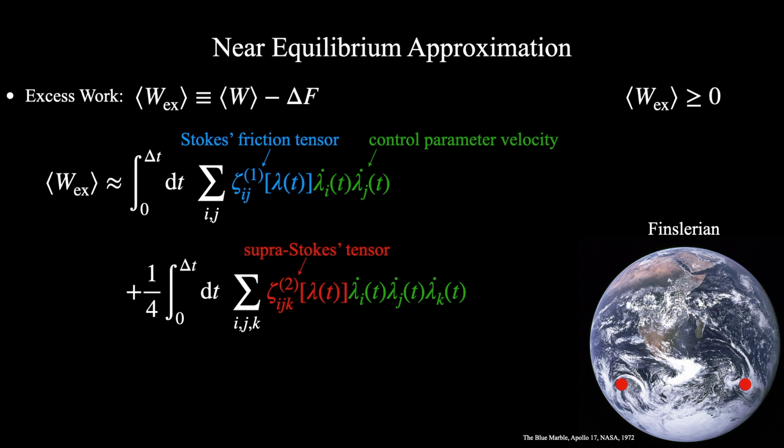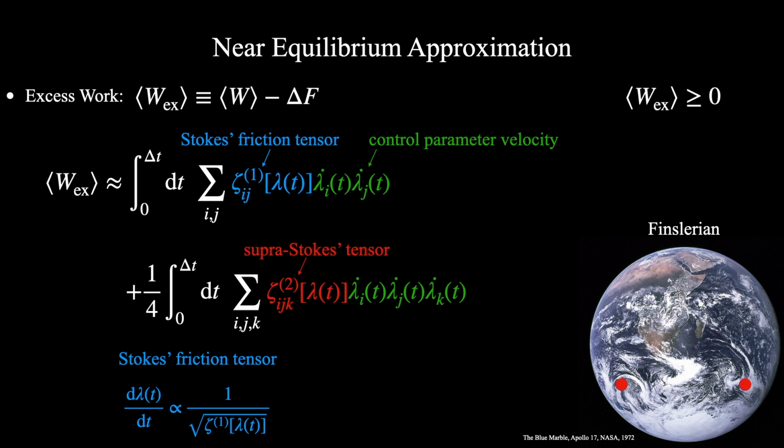Now that's all for multidimensional control. Turns out things are a lot simpler for one-dimensional control. In particular, you can show that for one-dimensional control, to minimize the contribution from this Stokes friction, you just go at a velocity that's proportional to 1 over the square root of this Stokes friction. So you go fast in regions of low friction and slow in regions of high friction.